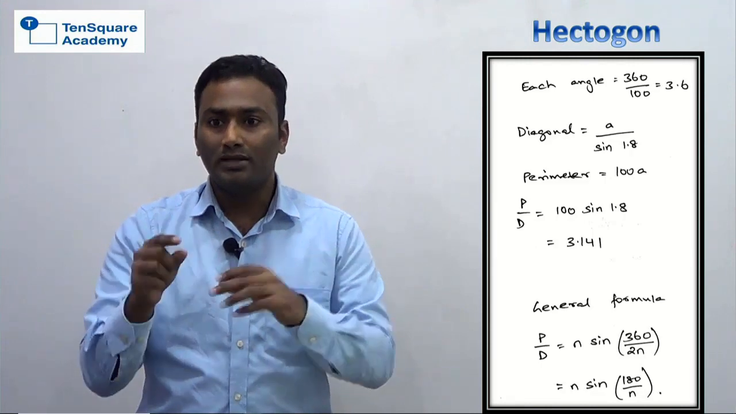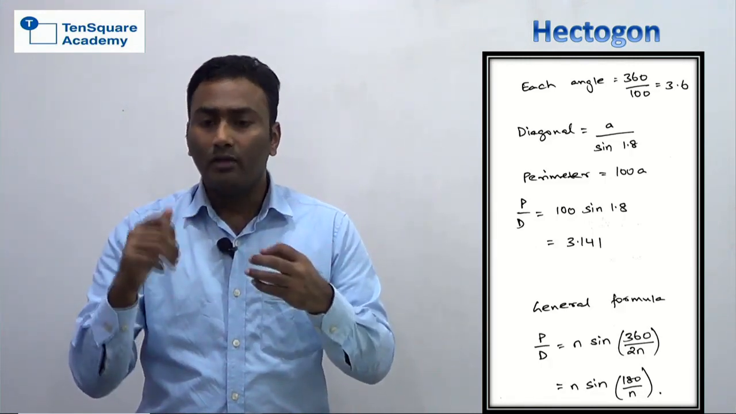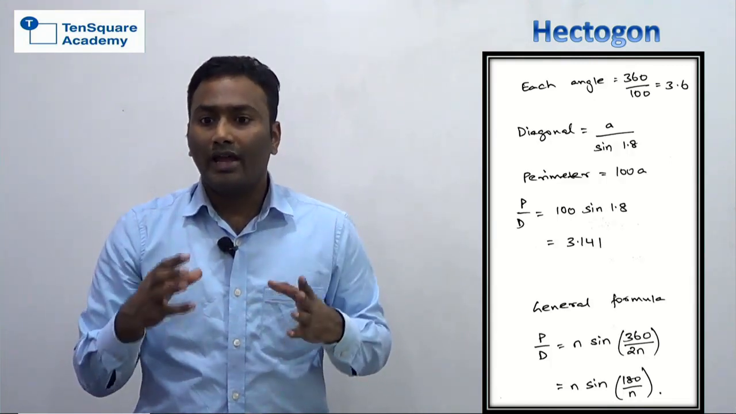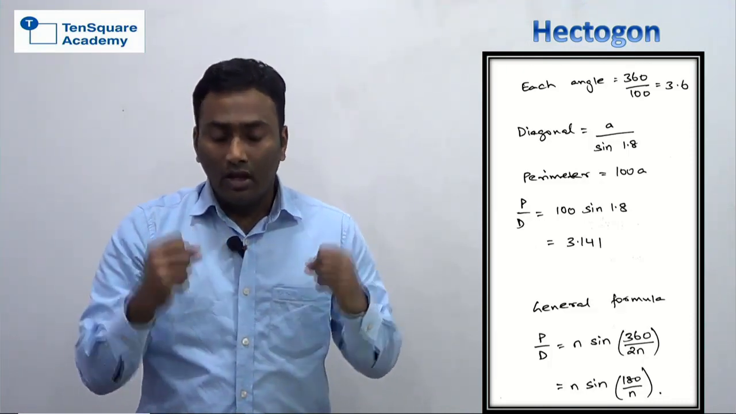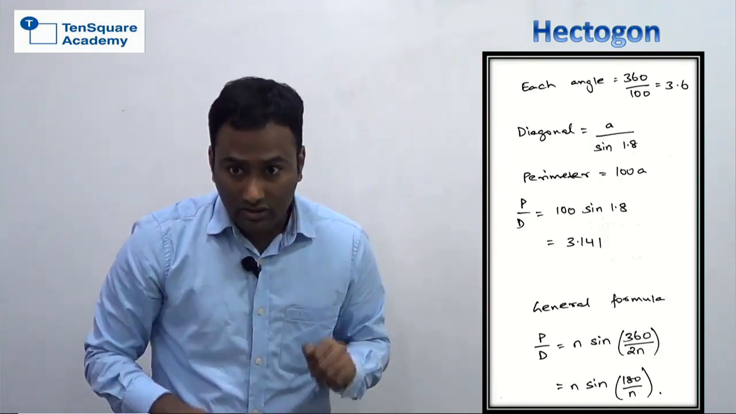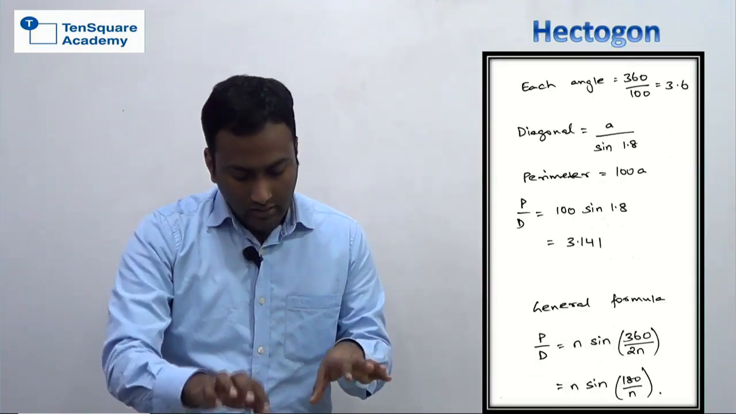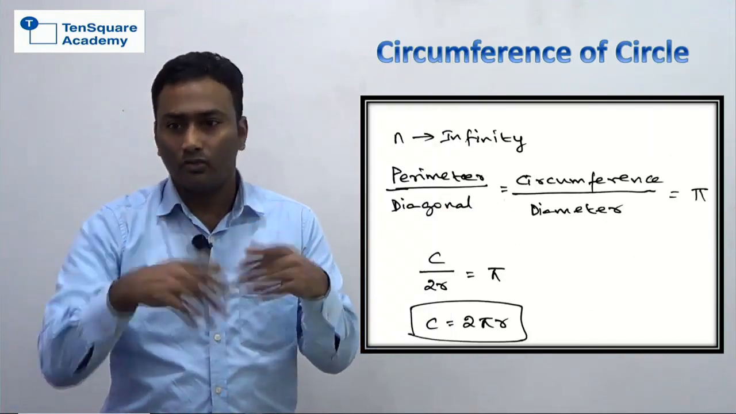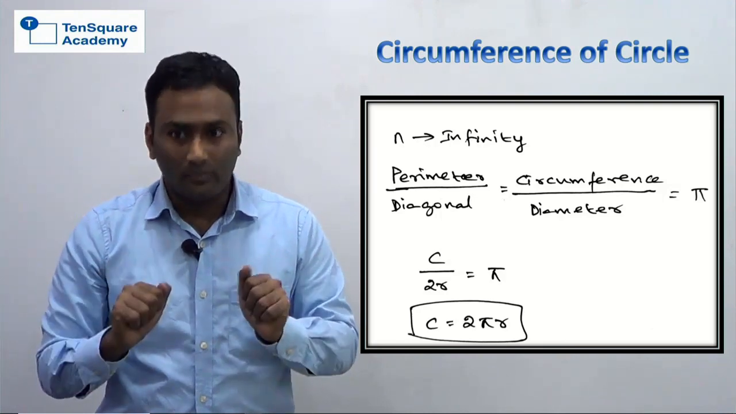Just assume it as n, and it's 360 divided by n. Again we have to divide the value by 2. So we get the formula: n sine 180 divided by n. Now the interesting aspect about this general formula is, if we substitute very large values, say 1000 or 10,000, you can substitute on your own, the value will be close to 3.14.